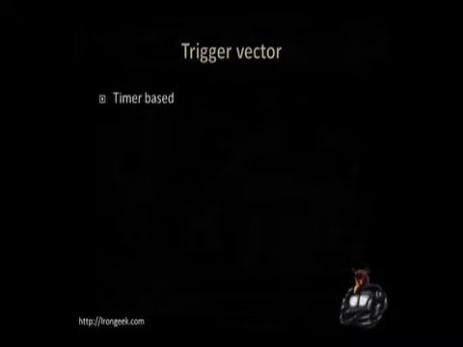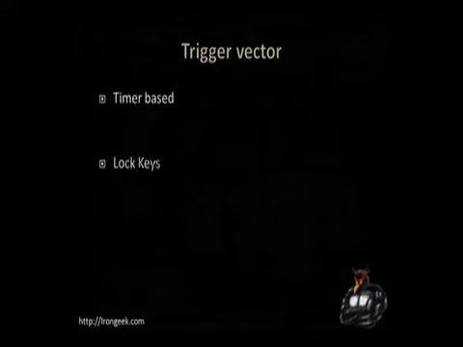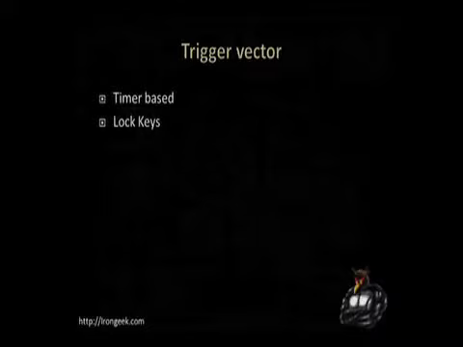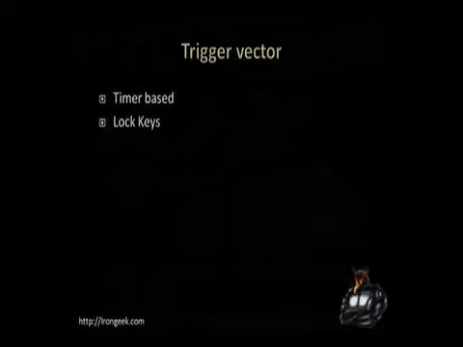All right, trigger vectors. And of course, there's time-based and lock keys, because that's the only communication back to these devices I've really found reliable. Essentially, whenever you toggle scroll lock, caps lock, or num lock on and off, that information gets sent to every keyboard hooked to a device. That way it knows to turn off that LED.